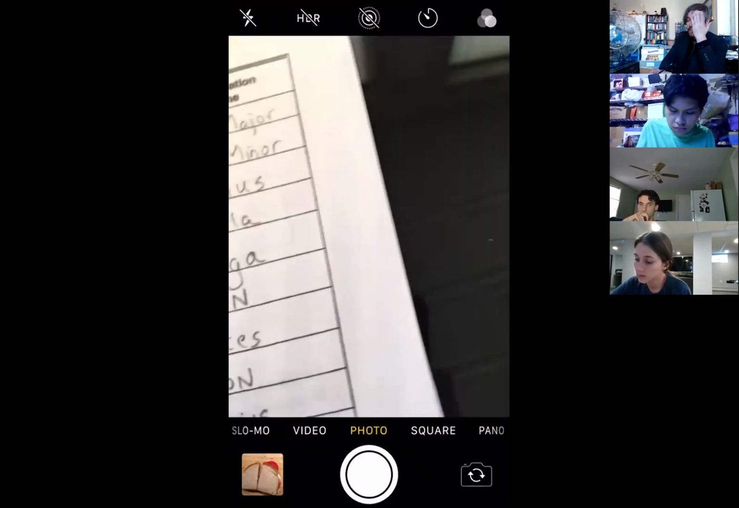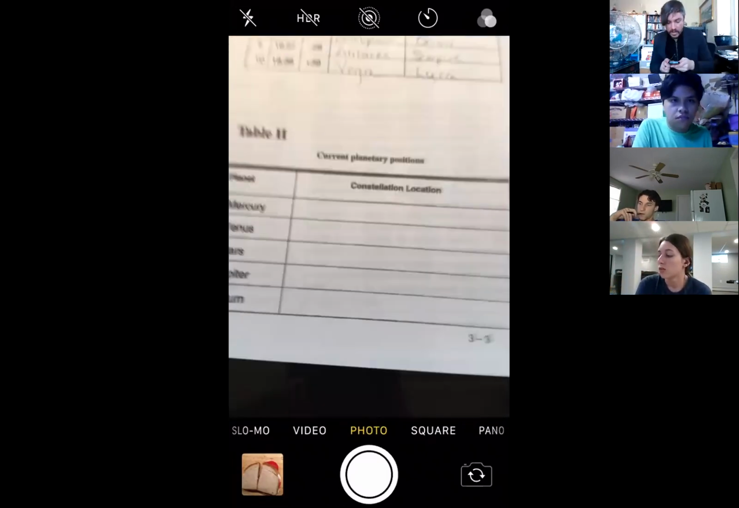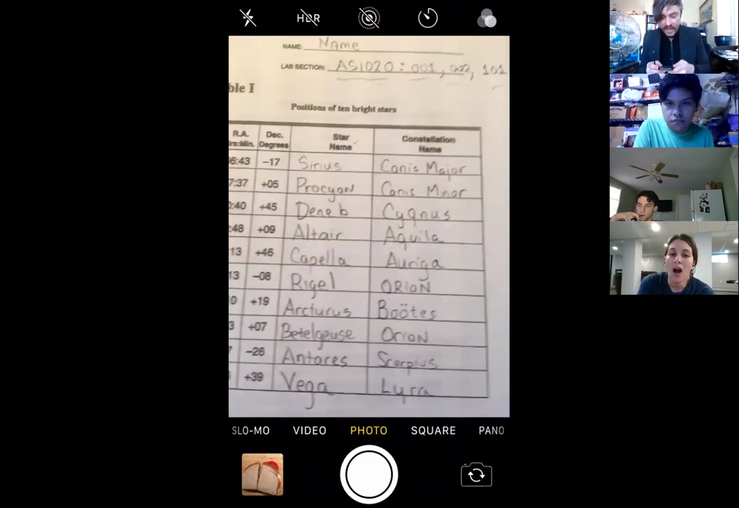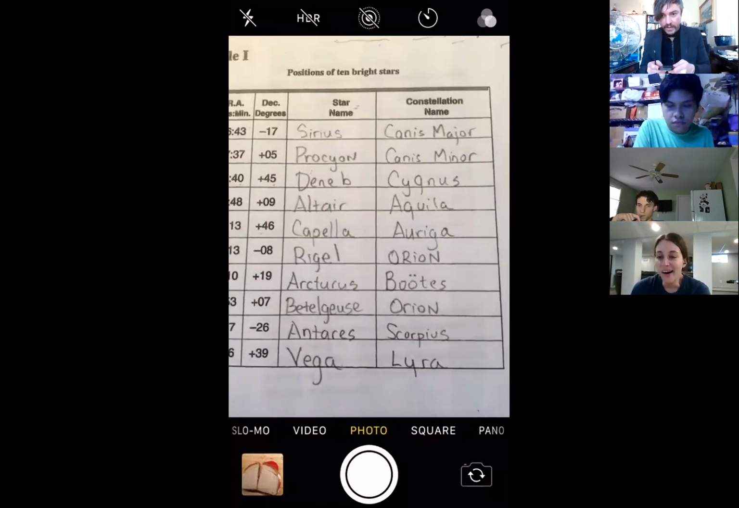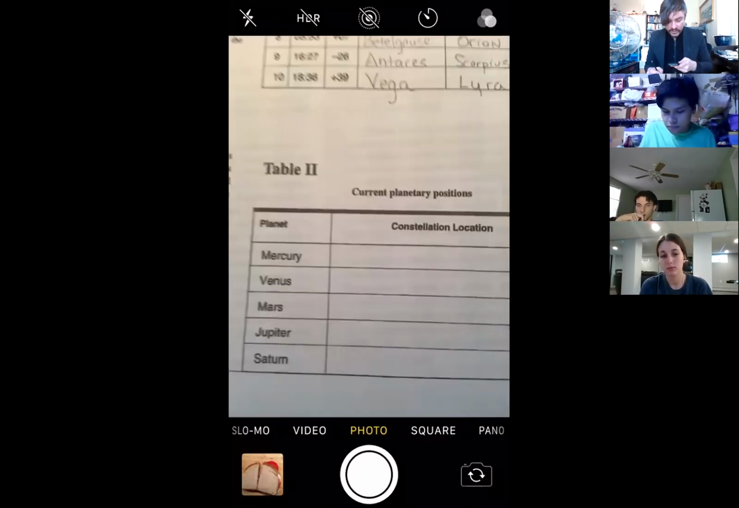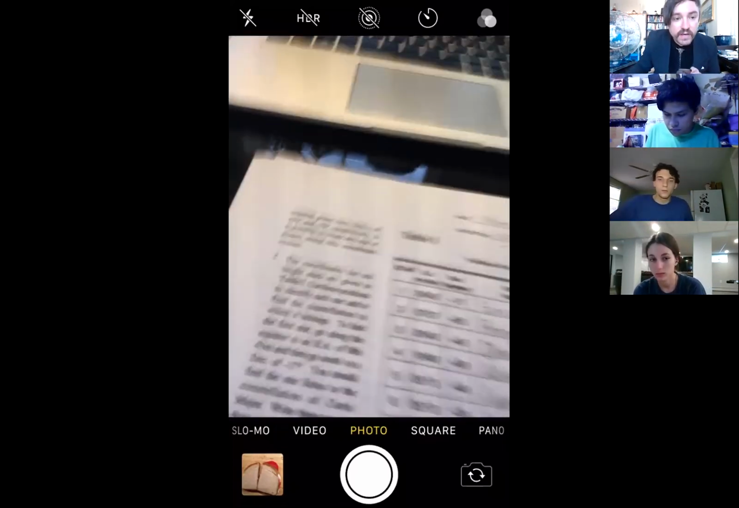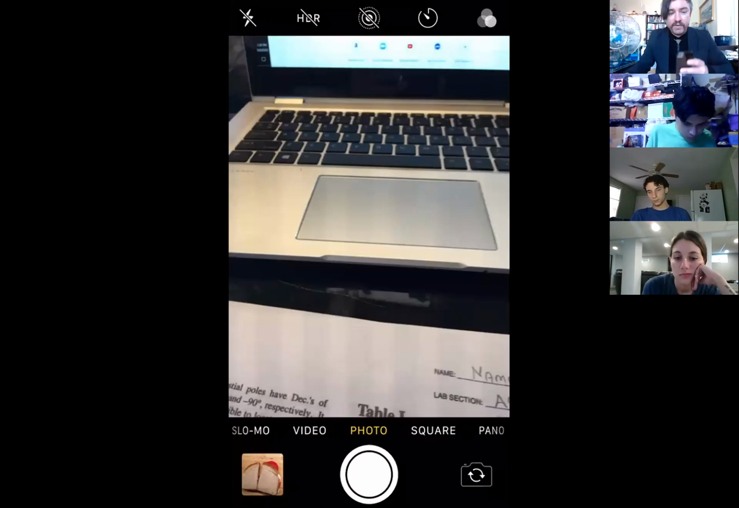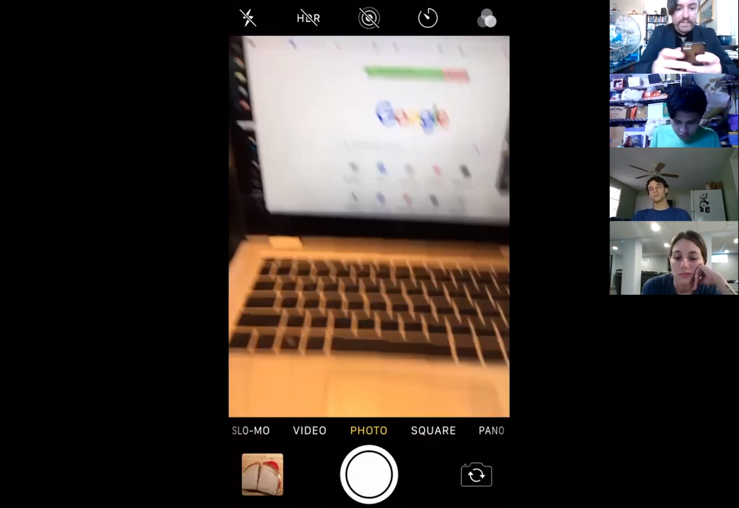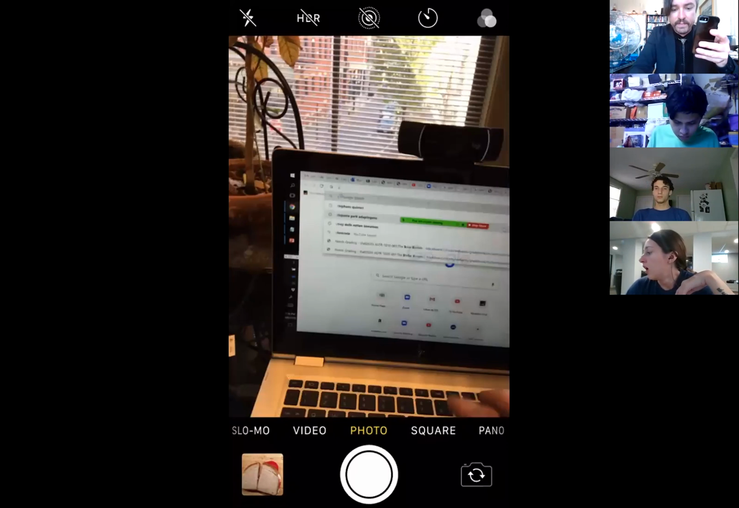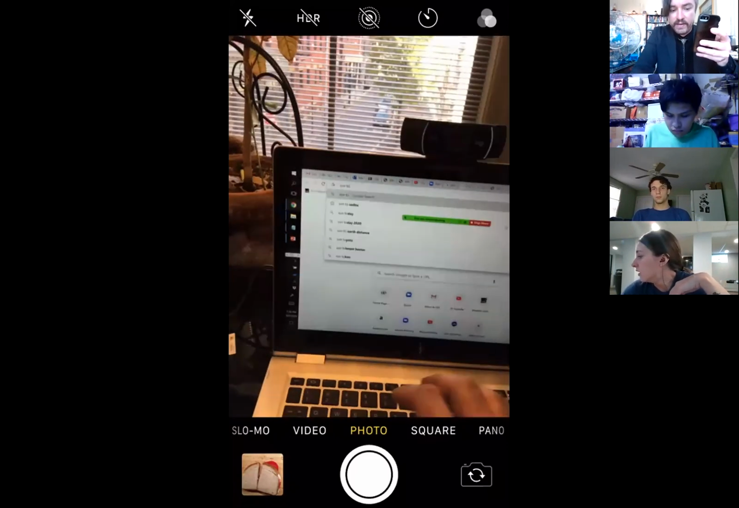I've got a couple of things in mind for us to do next. First of all, does everyone have all that good stuff? Okay, cool. Let's take a look at table 2, current planetary positions. To do this, I'm going to make use of a website. In the olden days, if you wanted to look up the positions of a planet or star, you would use a book called an ephemeris. And we have modern day ephemerises. In fact, I'm going to go to ephemeris.com.